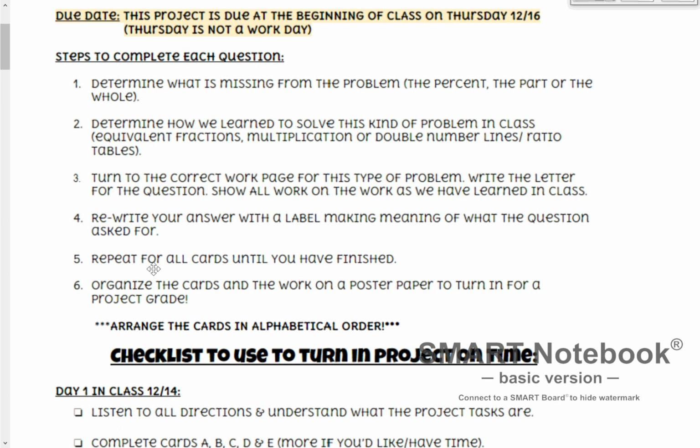You're going to repeat those steps for all the cards until you have finished. There should be 4 of each type of question: 4 that are missing the percent, 4 that are missing the part, and 4 questions that are missing the whole or total. Okay, we are actually not going to do the poster part. So your project is going to have this taken off because I'm going to go take that off right now. So you're not going to do step 6. You won't have a step 6.